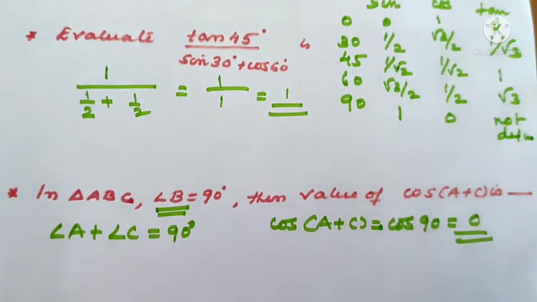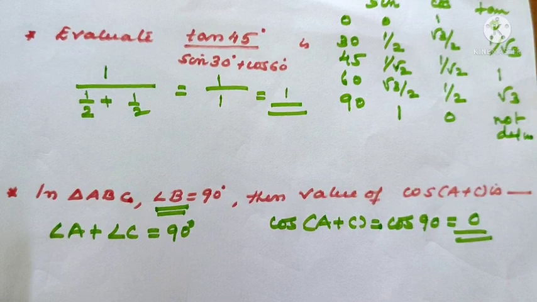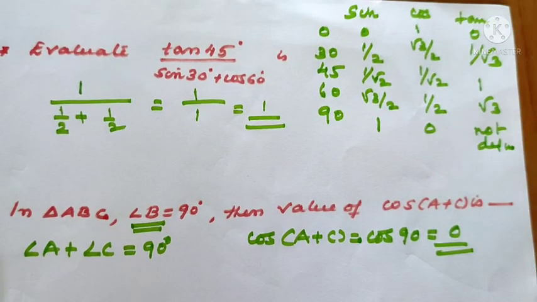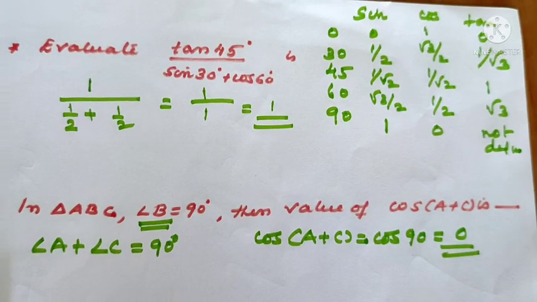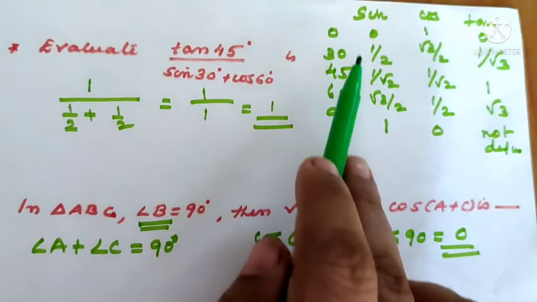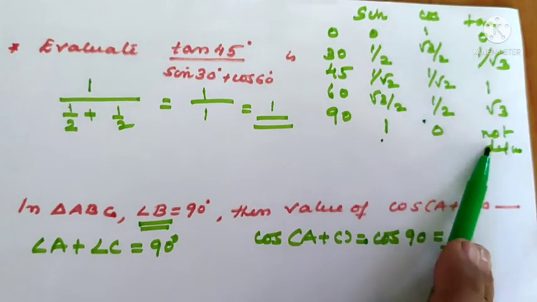So once we got all the three values, what can we do? We can go for cosec, sec and cot also. So learn like this: sine table first, then go for the cos, then go for the tan only.